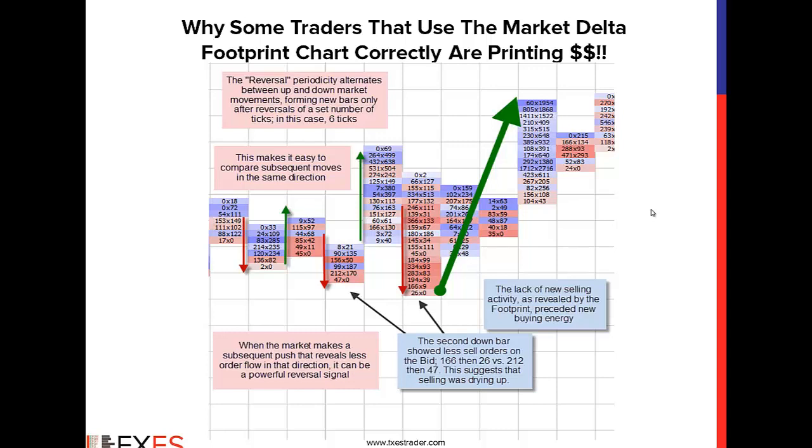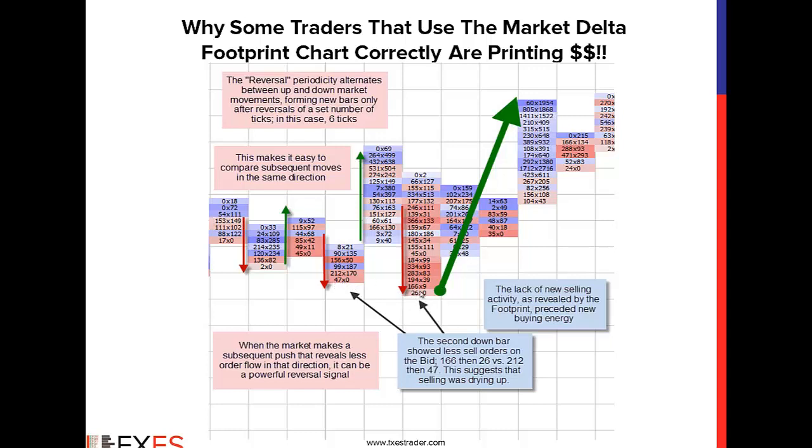Now there are three basic types of patterns that I look for in the footprint. And this one is more of an informational snapshot. You had the market going through a bunch of chop, okay? But as you can see here, the second time we came down, it showed a lot less sell orders on the bid. The 166 by 9 and then the 26 suggests really the selling was drying up.